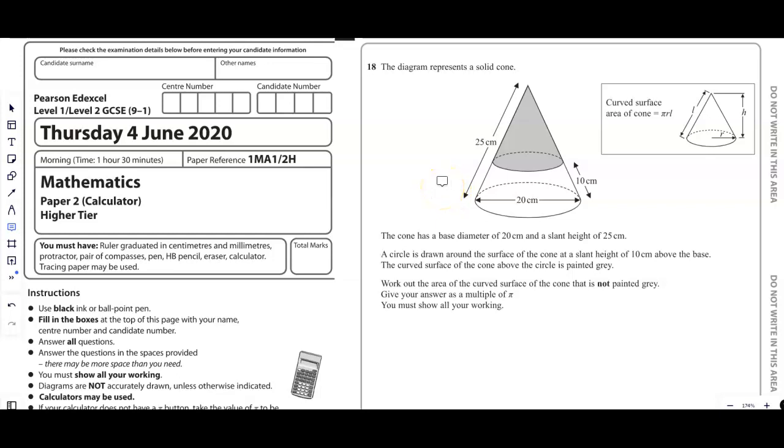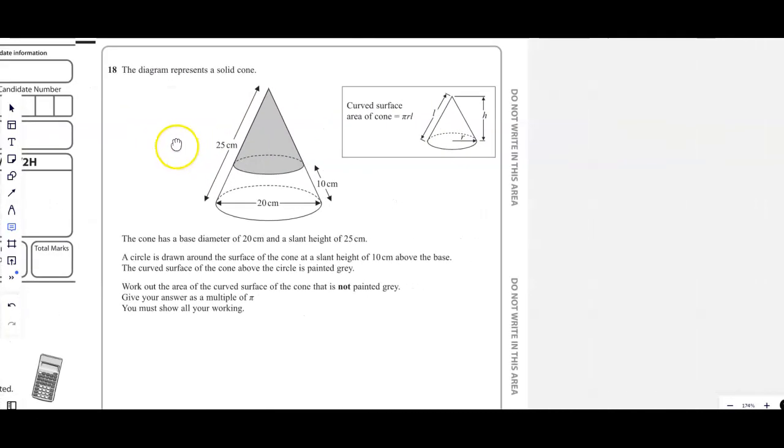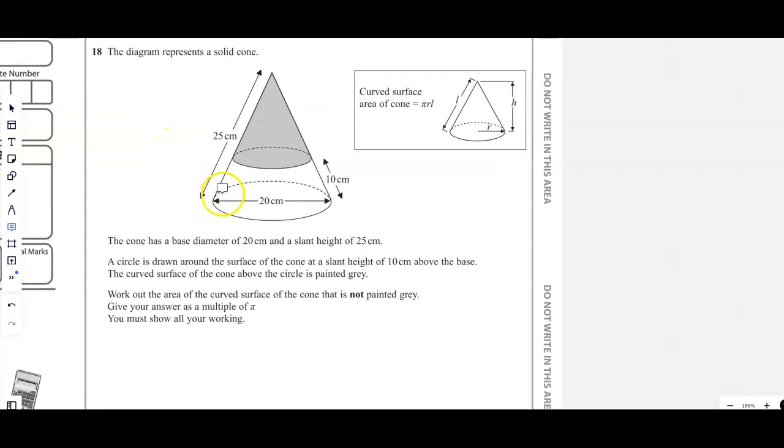Here we have question 18 taken from the 4th of June 2020 GCSE Higher Tier Booklet 2. The diagram represents a solid cone. The cone has a diameter of 20 centimeters at the base and a slant height of 25 centimeters.